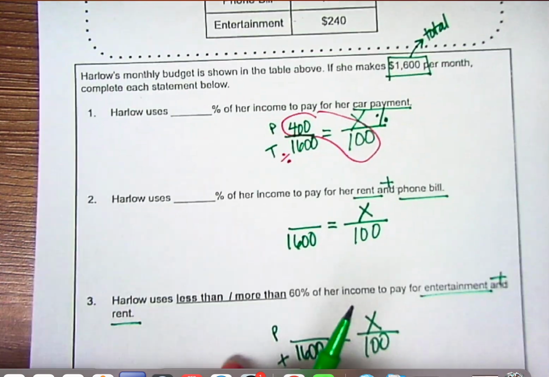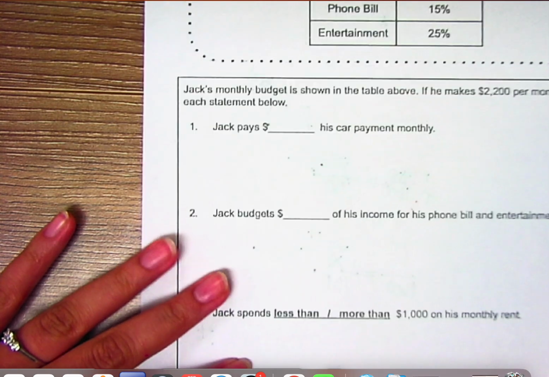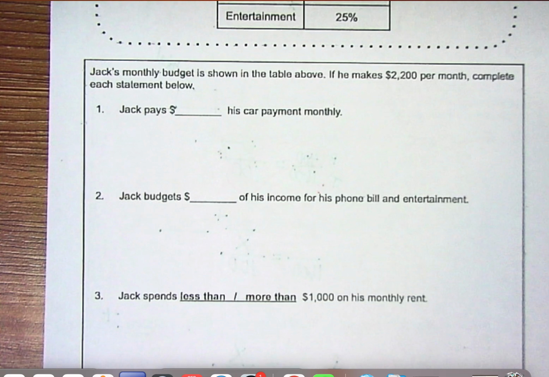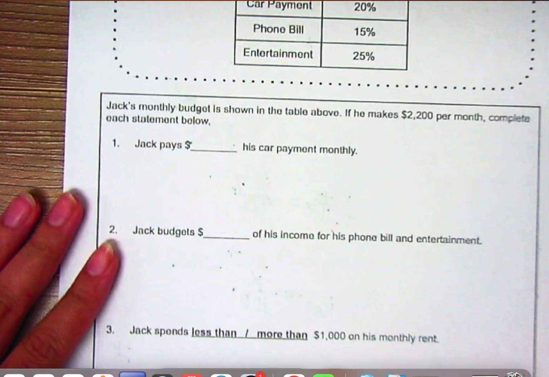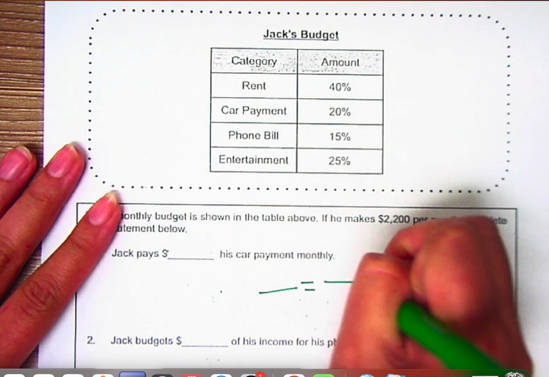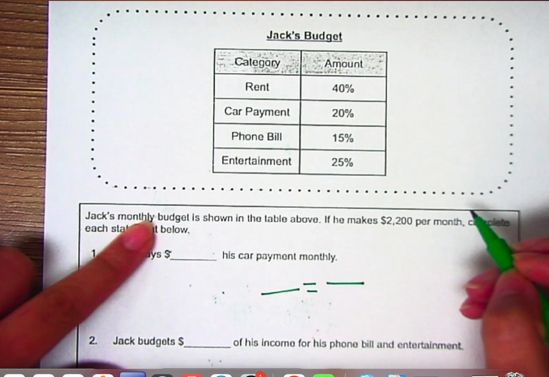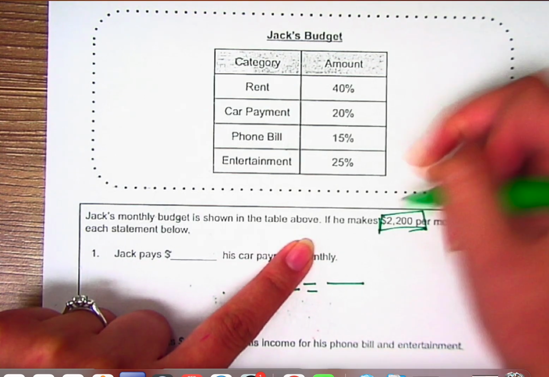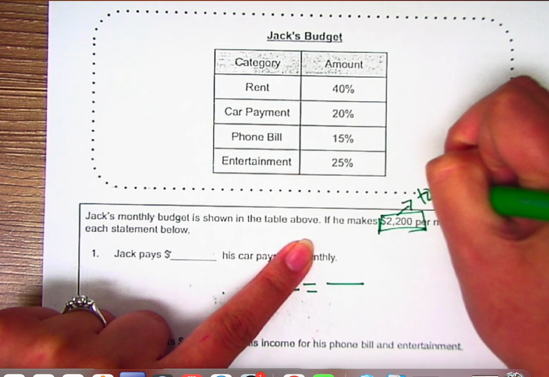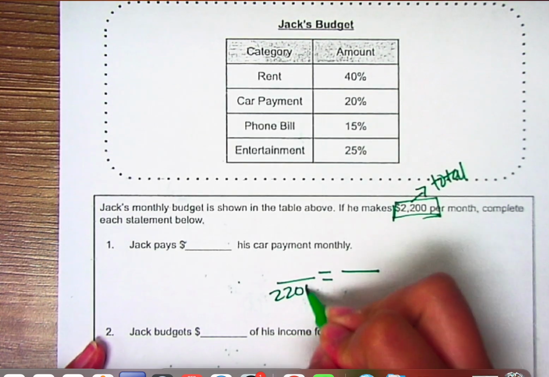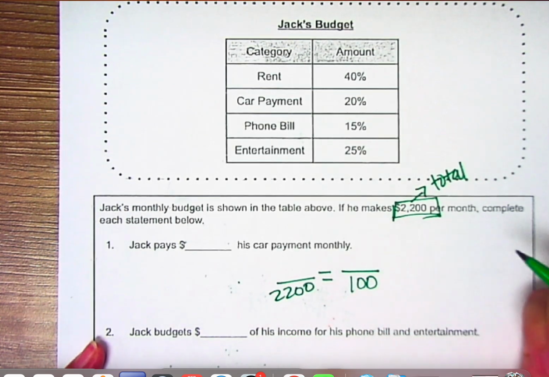Okay, you turn it over on the back. Pause this at any time if you need to, so that you can write down all this information. So in the back it's going to be a little different, but you're still using percent proportion. So Jack's monthly budget is shown in the table. He makes $2,200 per month. That is our total. Okay, that's how much he makes per month. So 2,200. This does not change.